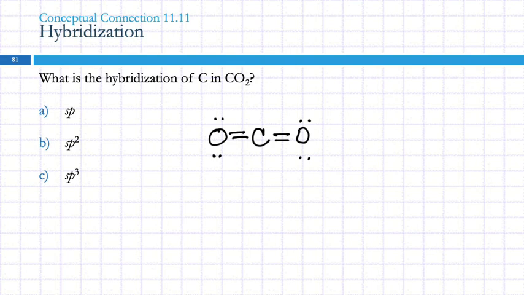Or you just say, well, 2 groups. I start with s, and then I only need 1 p orbital to make 2. If I needed 4, I'd need to take all 3 of the p orbitals. So this is going to be sp. So that's the hybridization.